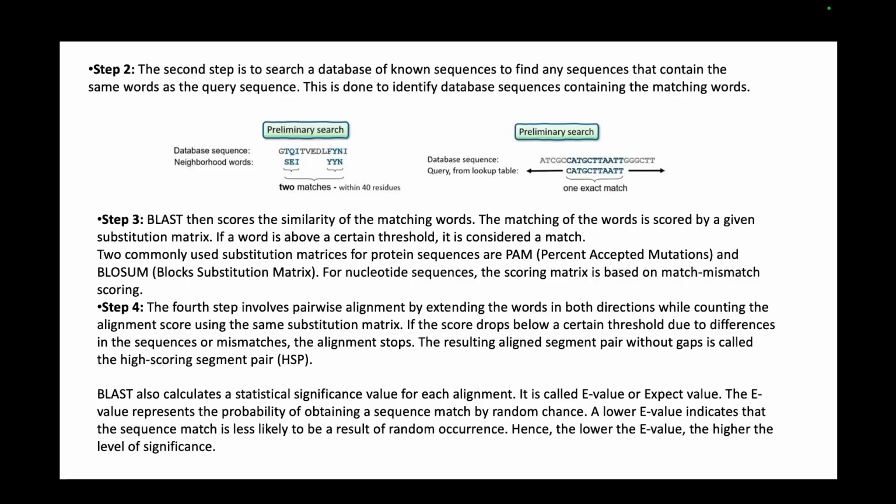It's very similar to the p-value, except here it is called the expected value of matching, but the essence is that of the p-value. So it tells you the probability of obtaining the sequence match by random chance. The p-value also tells you something like that. Okay, so this is how BLAST works.